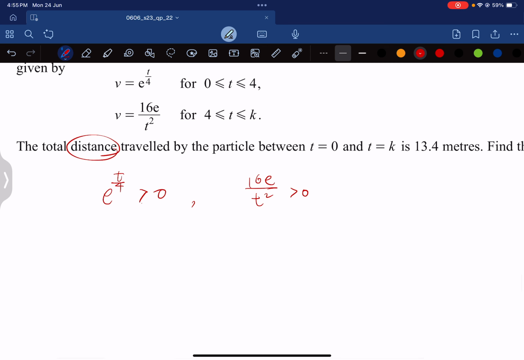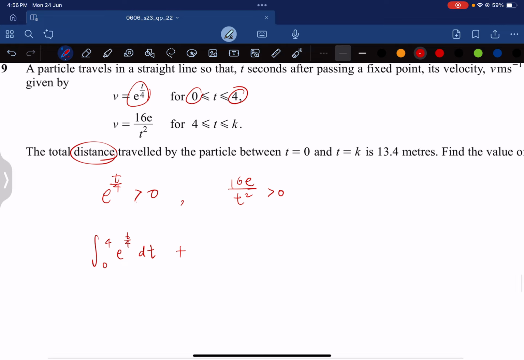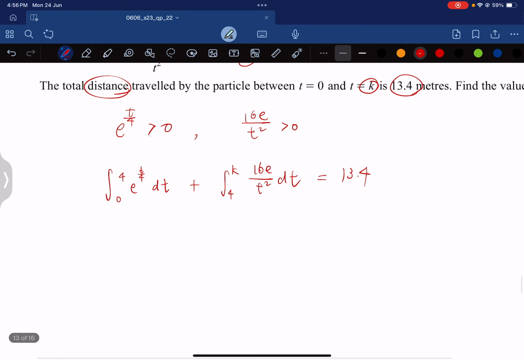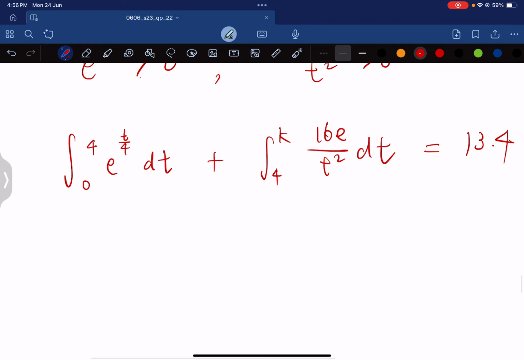Then total distance is easy, just directly integrate. Integrate from 0 to 4. The distance traveled in the first 4 seconds is the integral of the first function from 0 to 4 dt, plus, from t equals 4 to k, the integral of 16e over t squared dt. The question tells us that this total distance is 13.4. Integrating e to the power of x is still e to the power of x, but we need to divide by the derivative of the power. So dividing by 1 over 4 means times 4, dividing by 1 over 2 means times 2.